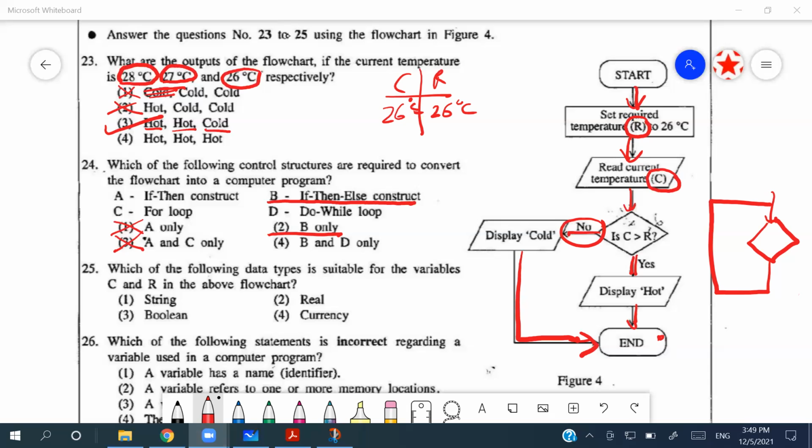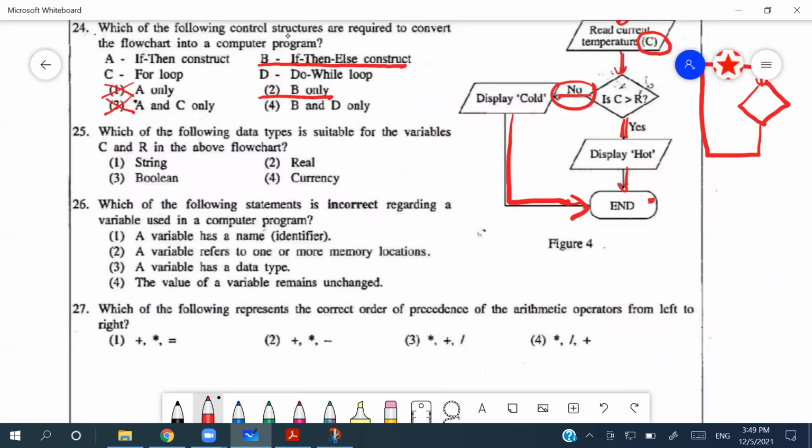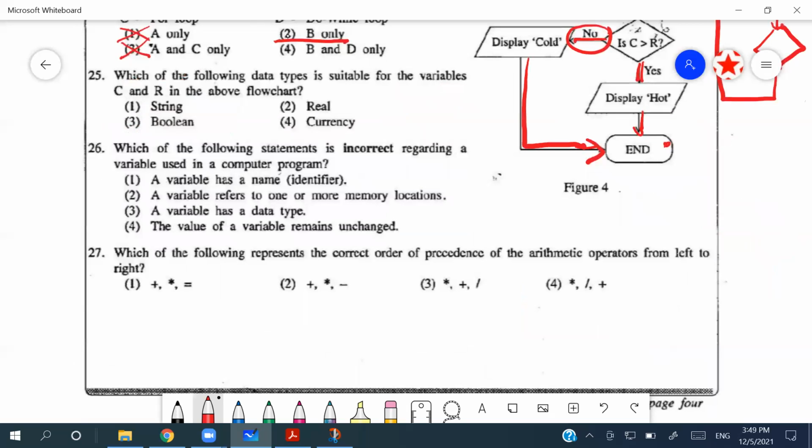Right, moving to the next question, 26th. Which of the following statements is incorrect regarding a variable used in a computer program? A variable has a name. Now that's a correct one. We know when we are doing Pascal, we gave names for variables. Variable refers to one or more memory locations. Now that's a doubtful thing. It is normally specified to one particular memory location.